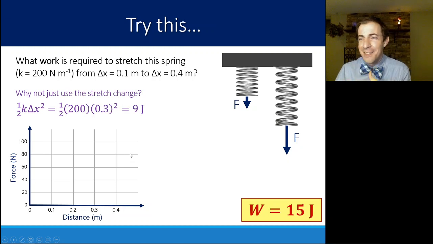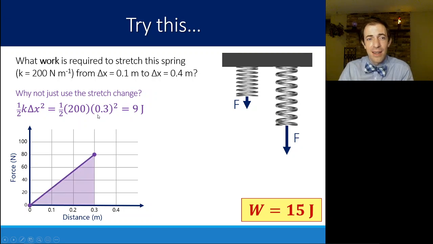The reason this is different, we can see in the graph. If I were to look at this just as stretching by 0.3, the graph would look something like this, according to this k constant, with a slope of 200. We would get an area of 9 joules, so 0.3 times 60 divided by 2.